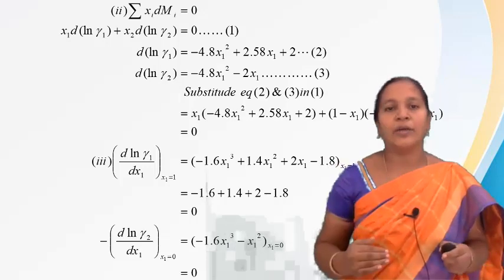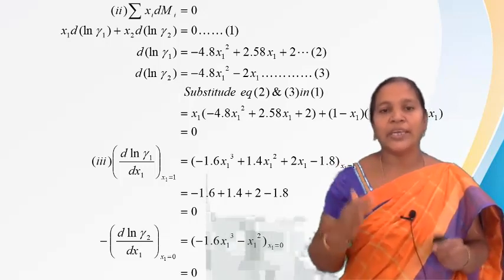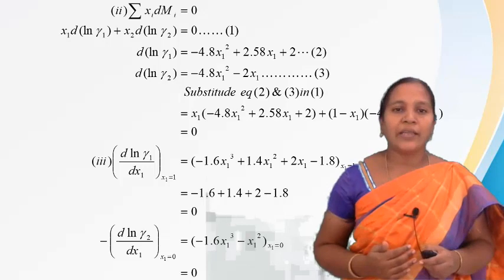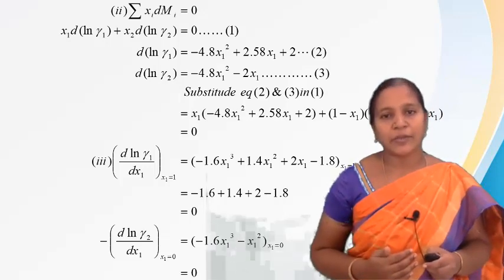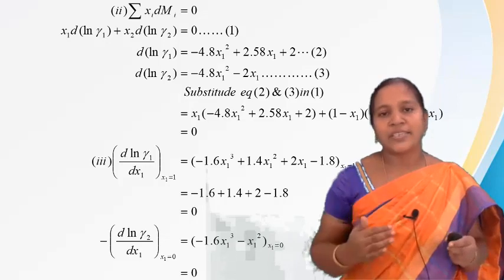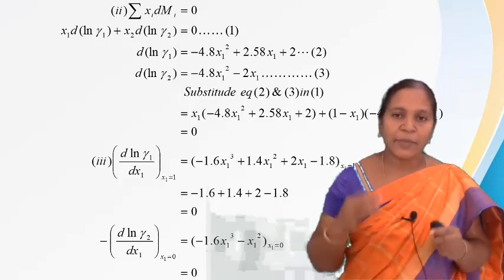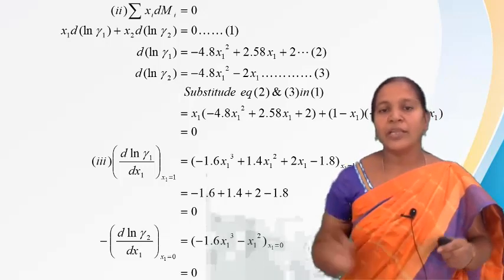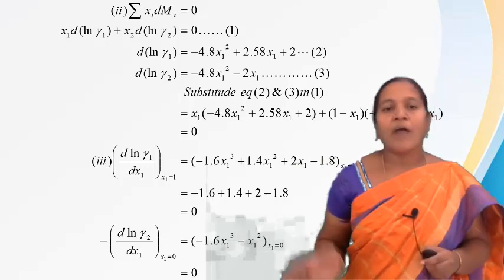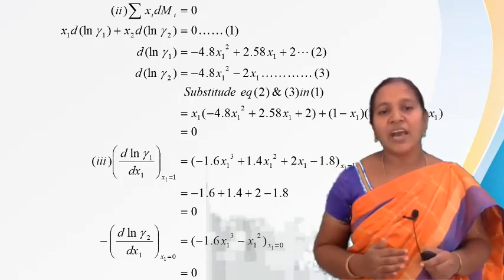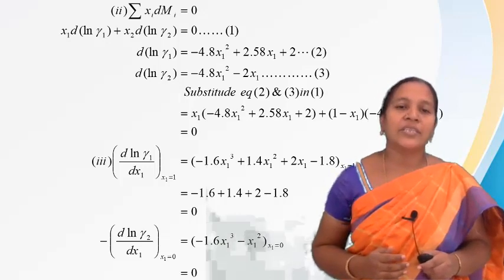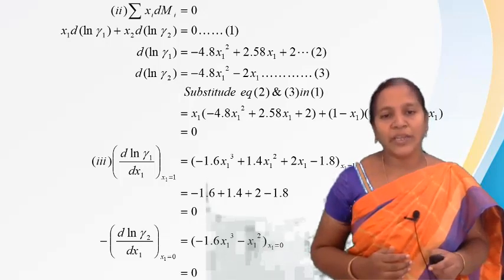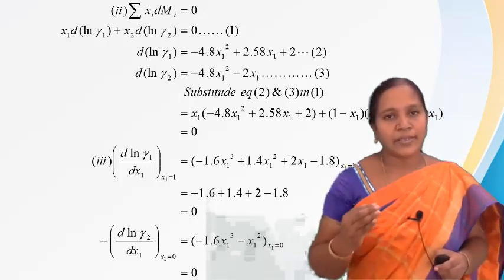Now coming to the third bit. We have to prove d of ln gamma 1 by dx1 at x1 equals 1. That is equal to, we already calculated, ln gamma 1 with respect to x1, which is minus 1.6 x1 cubed plus 1.4 x1 squared plus 2 x1 minus 1.8. We have to substitute x1 with 1. Then simplify, we will get 2. After that, we have to calculate minus d of ln gamma 2 by dx1 at x1 equals 0, which is equal to 0. We know d of ln gamma 2 by dx1 already from the second bit.